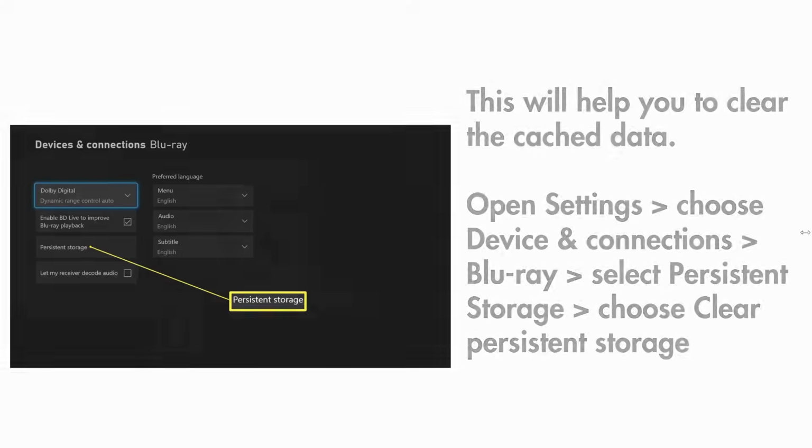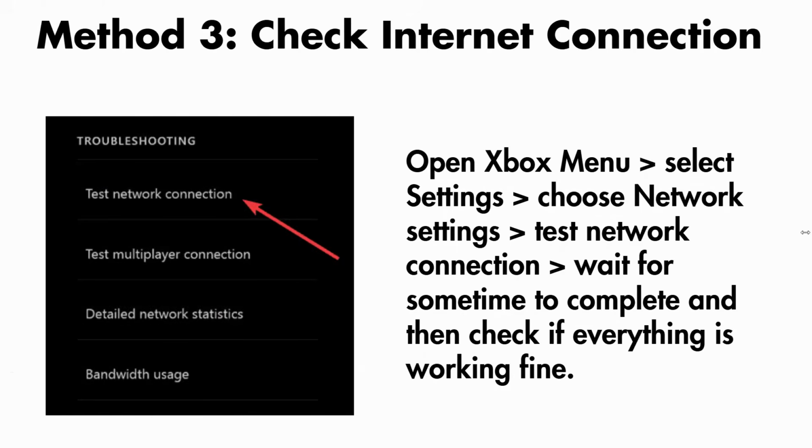If not, next solution is to check internet connection. For that, open Xbox menu, now select settings, then choose network settings and click on test network connection. Now wait for some time to complete and then check if everything is working fine.